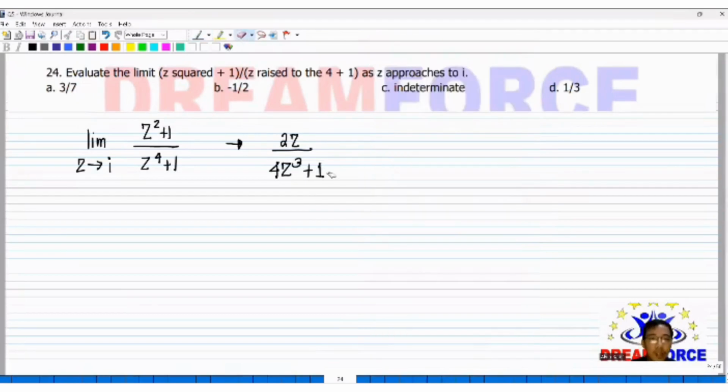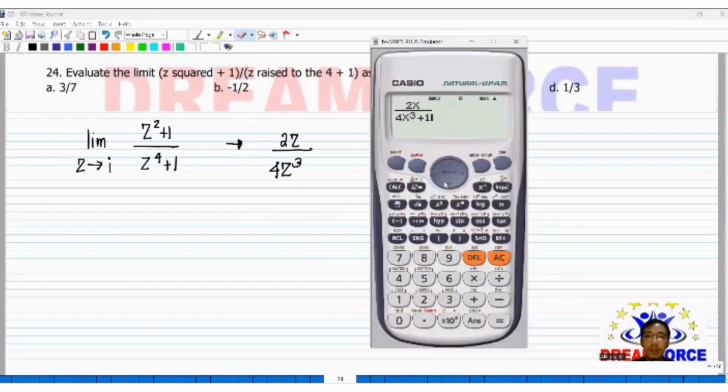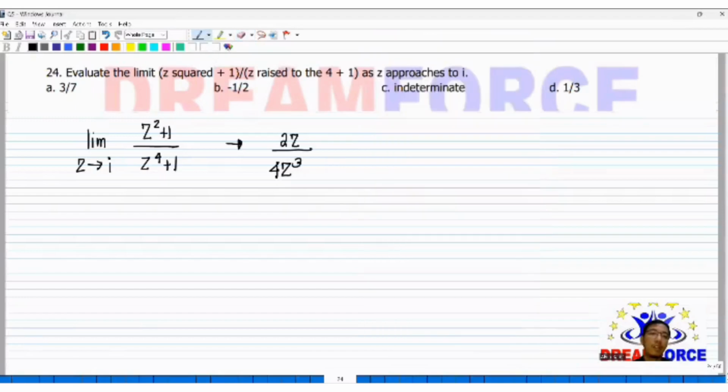Ay, sorry. Wala na pala to. Derivative ng 1 is 0. Ayan, 0. Calc i. Okay, that is equal to negative 1. Wala kasi sa choices yung 0, pero possible din yung 0 kung ito. Simplify natin to as z squared squared.